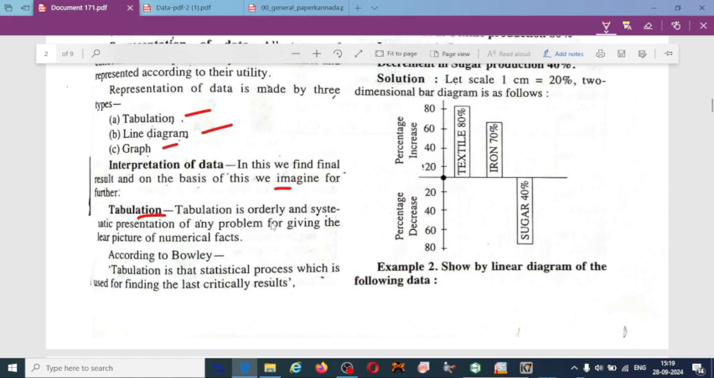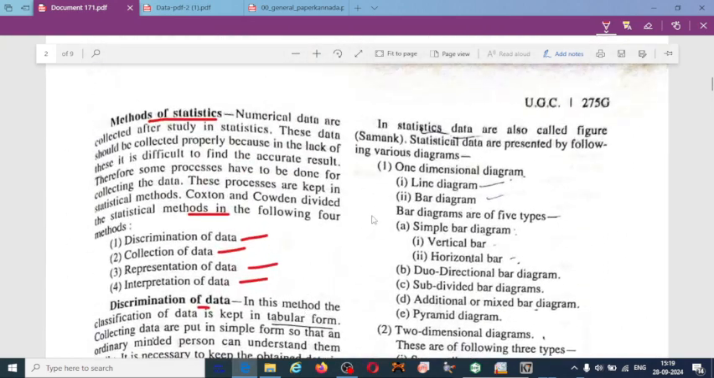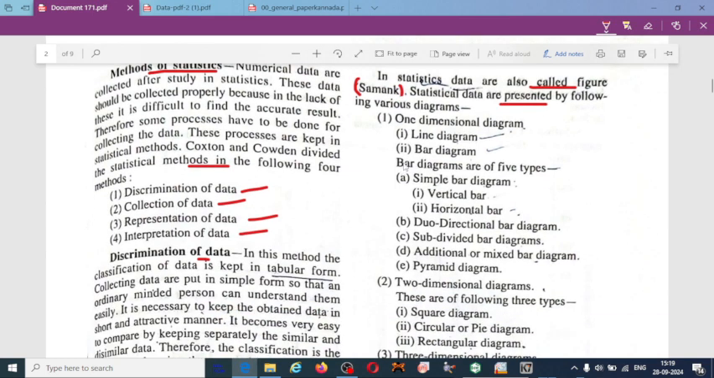Tabulation is the orderly and systematic representation of any problem. So in statistics, data are also called figures, or samanka, what we call. Statistical data are presented by various diagrams. One-dimensional, if you take line diagram, bar diagram.